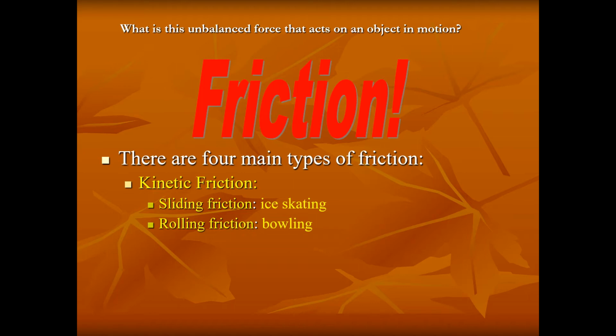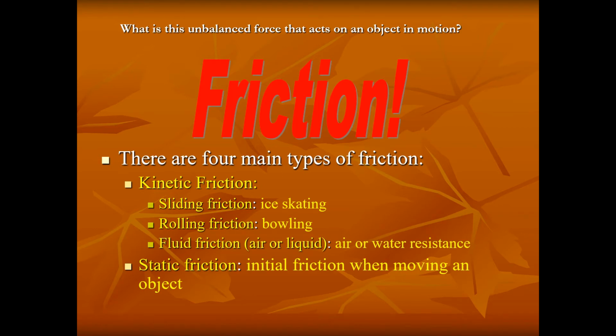It's the friction that happens between two objects that are moving, as opposed to static friction. Static friction is the initial friction that you get when you're trying to get something to move. Static friction is always going to be greater than kinetic friction. It's harder to get something moving than it is to keep it moving.